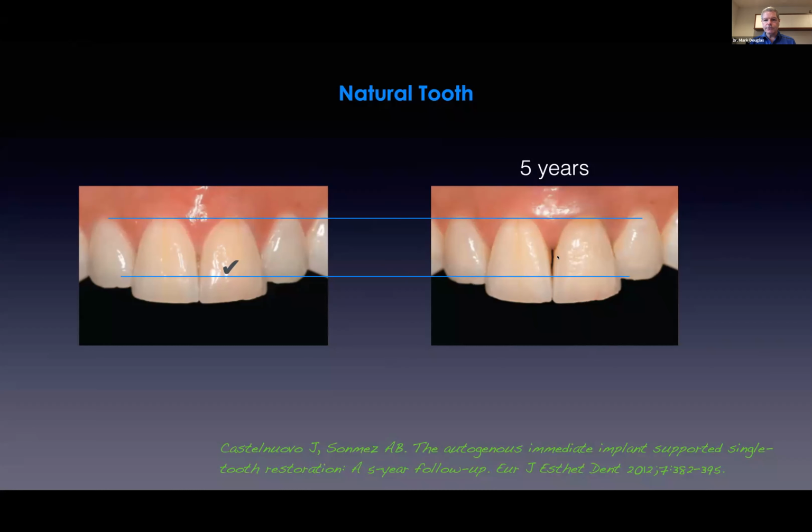We have a little bit of a black triangle here at 5 years, although on this side it was filled with saliva, and they look to be about the same. And now we're looking at the distal papilla right there, and we had a little bit of loss of distal papilla. But this is an extracted tooth on a temporary abutment, and it lasted for 5 years.